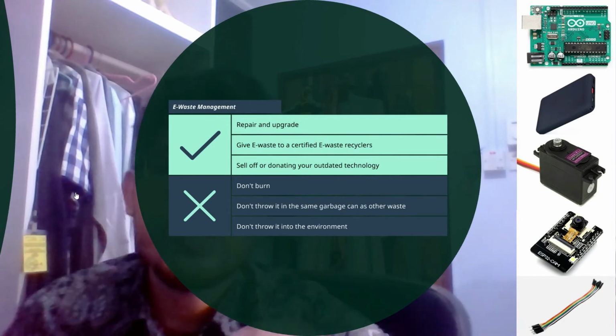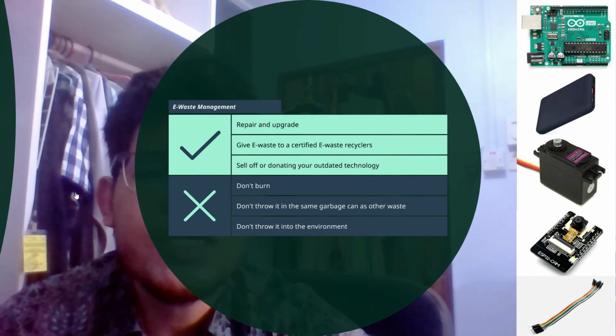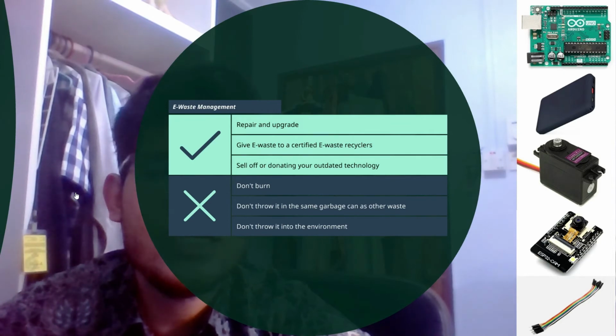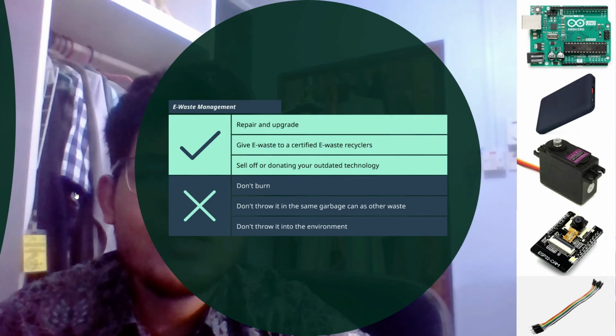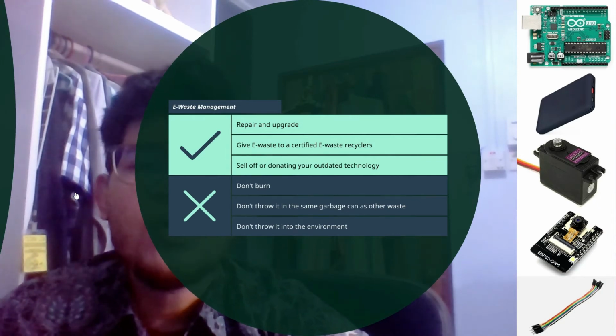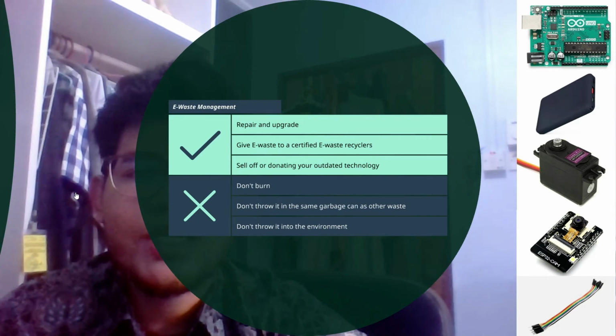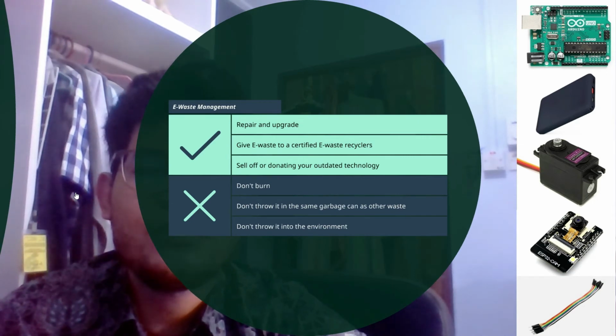So let's talk about what we should and shouldn't do. For information, on my right over here are the electrical components that we use in this prototype. What we should do is repair and upgrade the electrical components as much as possible. Secondly, we give e-waste to a certified e-waste recycler, and lastly, we sell off or donate the outdated technology. What we shouldn't do is burn it, as it will release dangerous toxins into the air, as I've explained previously.